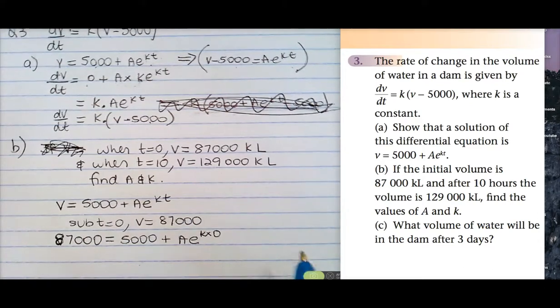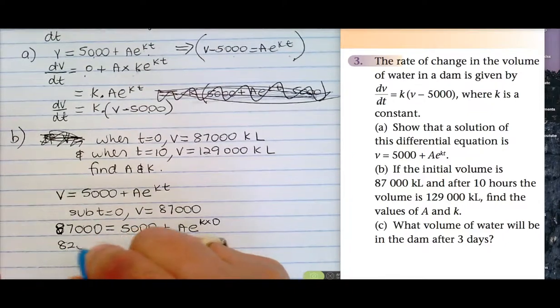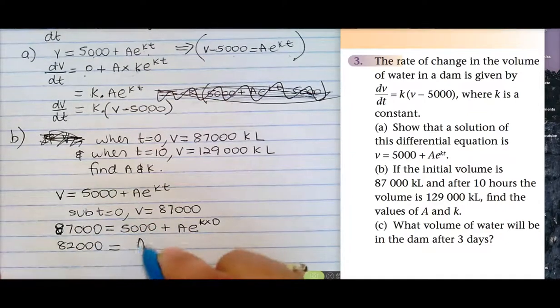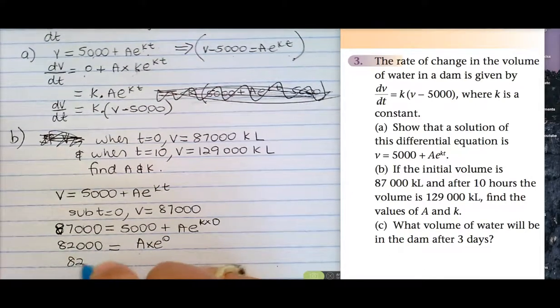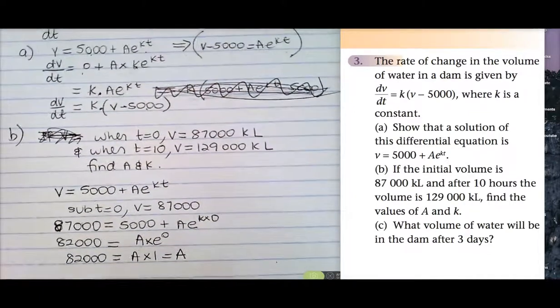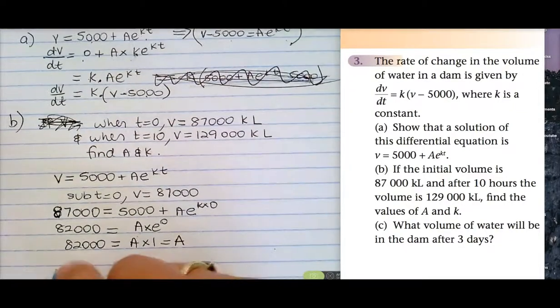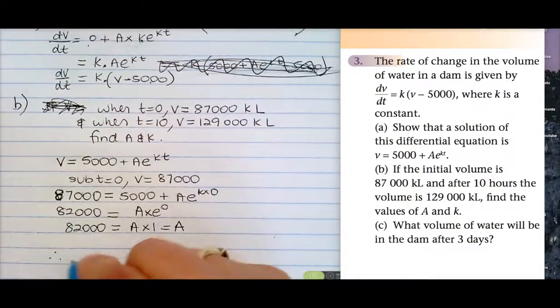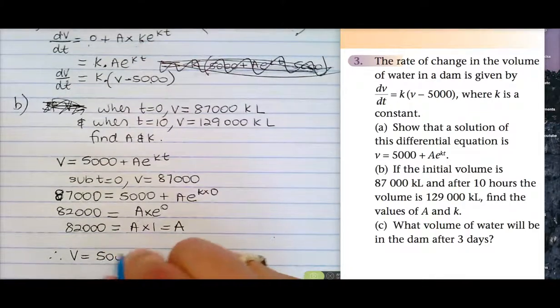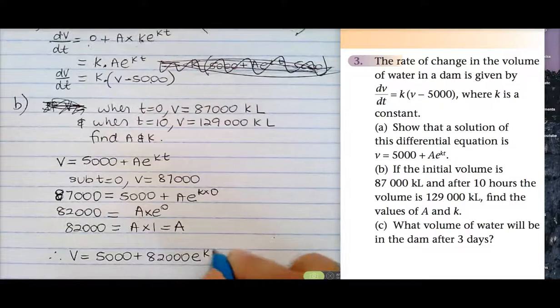What do you think, guys? Take it to the other side. 82,000 equals A times E to the 0. In other words, 82,000 is A times 1, which is A. So we've worked out what A is. Are we okay with this? So therefore, your new formula now is V equals 5,000 plus 82,000 E to the KT.